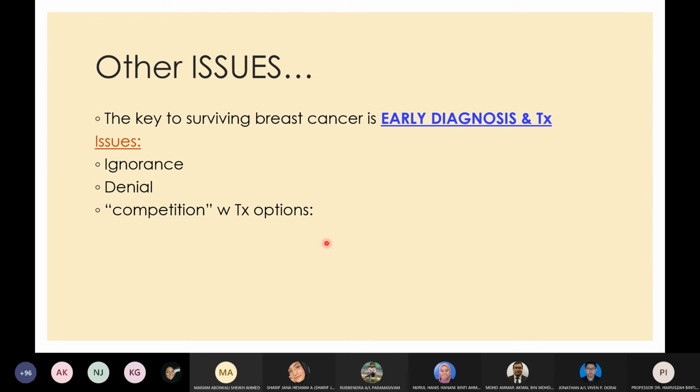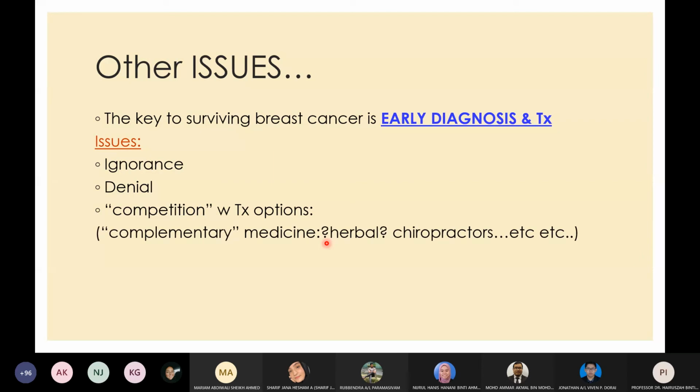Sometimes I don't know whether this is cultural, ignorance, or denial. Of course, you have to fight with other so-called complementary medication. You know how rampant things are now through social media? Did you notice that? People are claiming this herb, that herb can cure or treat a whole list of everything under the sun, which is virtually impossible, I think. So these are the challenges that you face when you practice as a doctor one fine day.